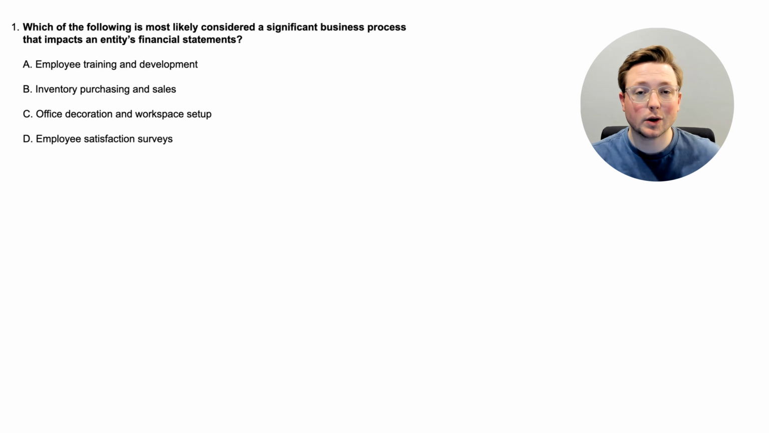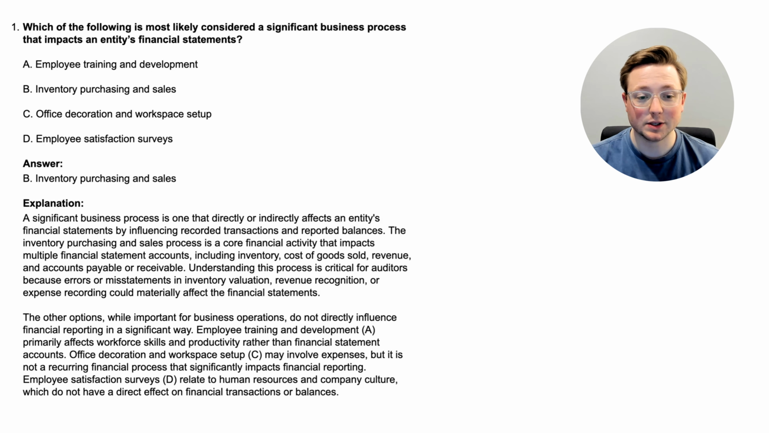Now, if you don't really know what a significant business process is, or really any of the things that we're going to talk about in this video, that's okay. We are using these questions to learn what we're supposed to know from the blueprint topics. So let's go ahead and dive into the explanation to start getting an understanding. Okay, here we are. The answer is B, inventory purchasing and sales. That is most likely to be considered a significant business process that impacts the financial statements. So let's walk through this.